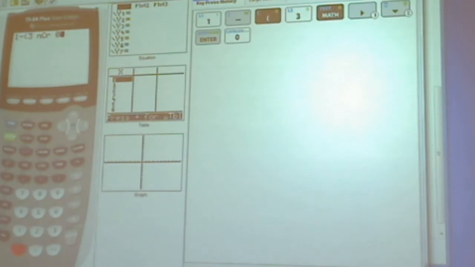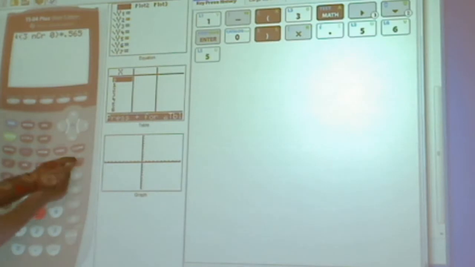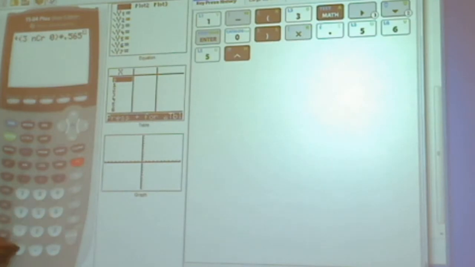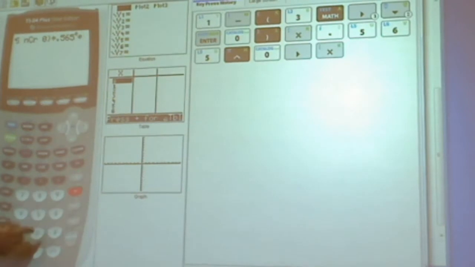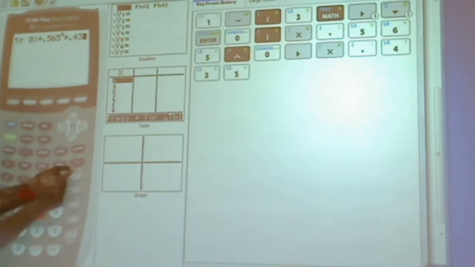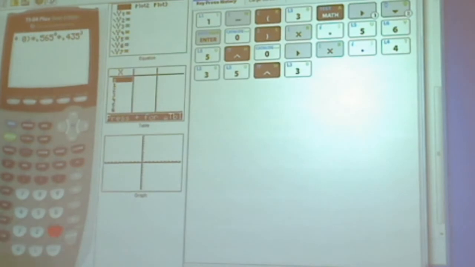Okay, in that particular case, we were doing 0. And then, I'm sorry, this is what I put in the bracket. And then times 0.565. In this case, 0 of them were successful. And then times the cube, 0.435 to the third, and then hit enter. And 0.918.